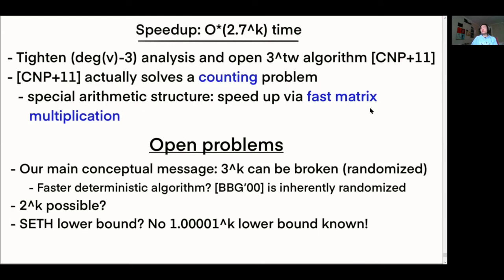Now, if you want to use fast matrix multiplication, then you do have to suffer exponential space, because the matrices that you multiply are of size constant to the k. These are big matrices, and you need to store them in space in order to multiply them. So the message is that 2.7 to the k requires exponential space, but 2.8 to the k can be done in polynomial space by opening up this 3 to Treewidth algorithm.